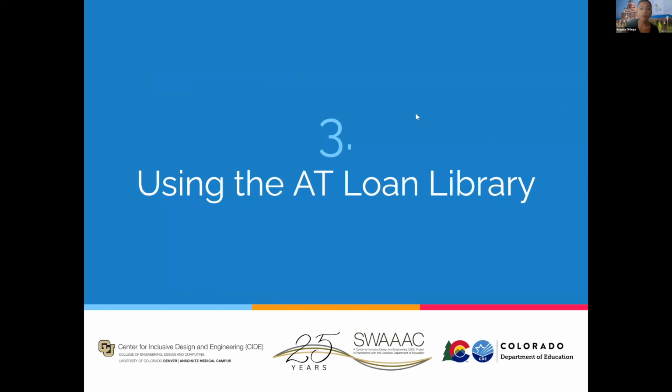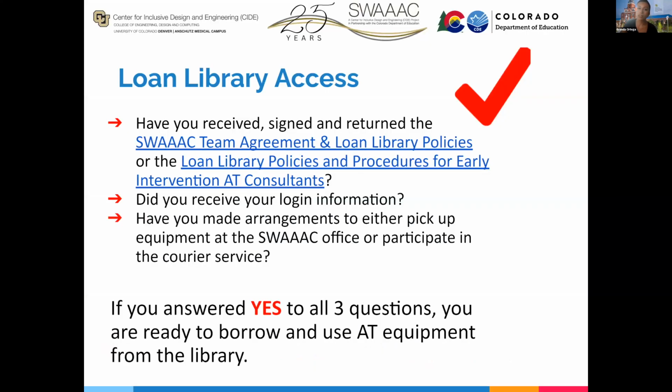Okay, so now that we've gone over how to get started, we'll go over how to use the AT Loan Library. But before doing so, we do need to ask ourselves a couple questions. First question is, have you received, signed, and returned the SWAAAC team agreement or the loan library policies and procedures for EI? 2, did you receive your login information? And 3, have you made arrangements to either pick up equipment at the SWAAAC office or participate in the courier service? If you have answered yes to all 3 of these questions, then you are ready to start using the AT equipment from the library.